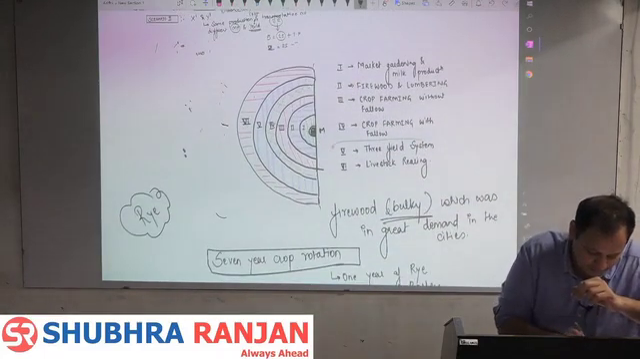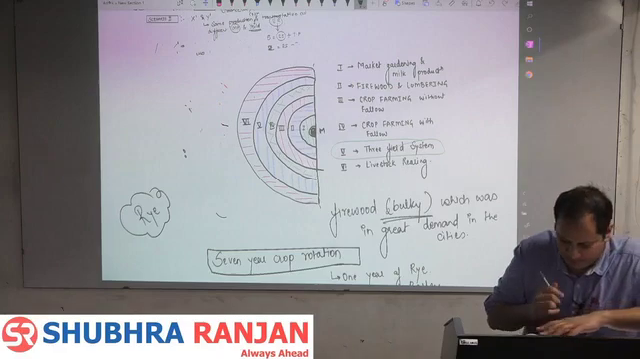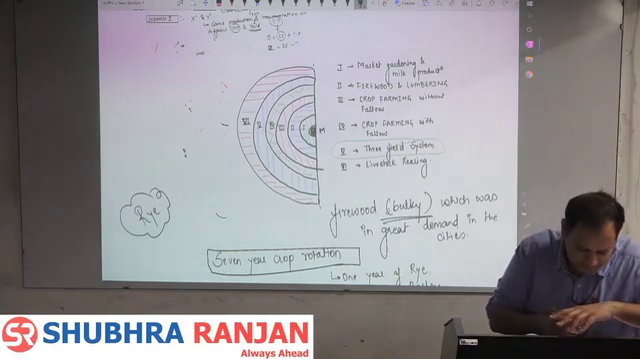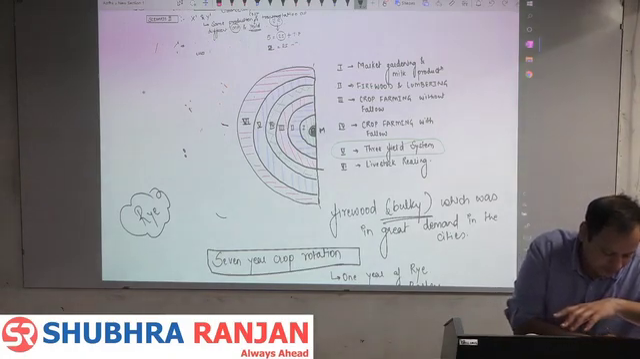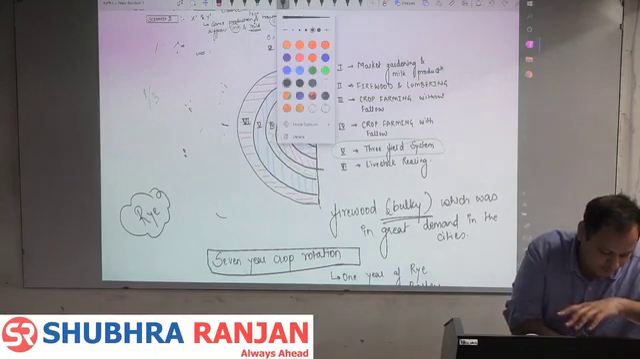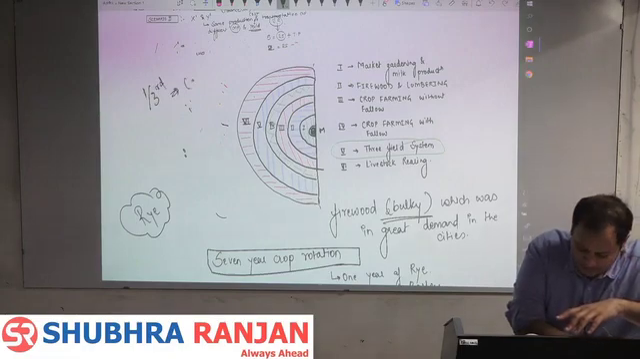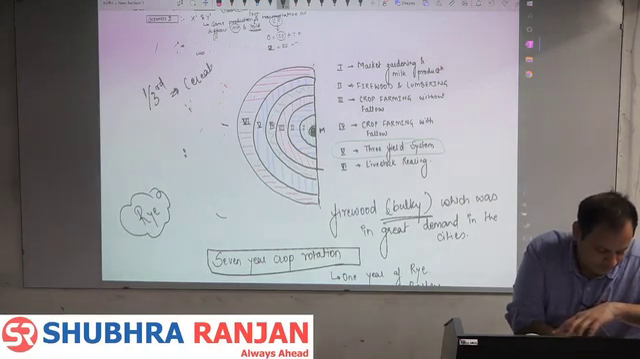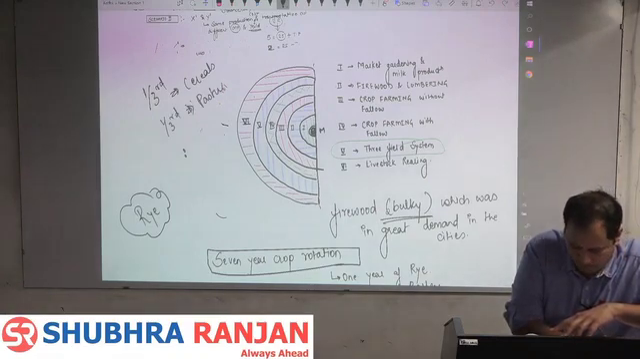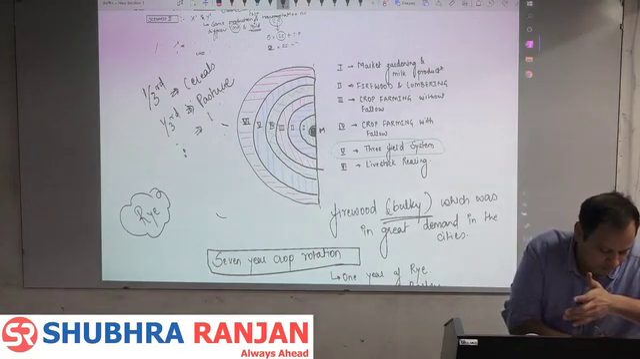Zone 5 is what? The 3-field system. Zone 5 is the 3-field system, the teen kheti system. Remember the history? In the 3-field system, 1/3 was used for cereals, 1/3 for pasture, and the rest 1/3 as fallow.